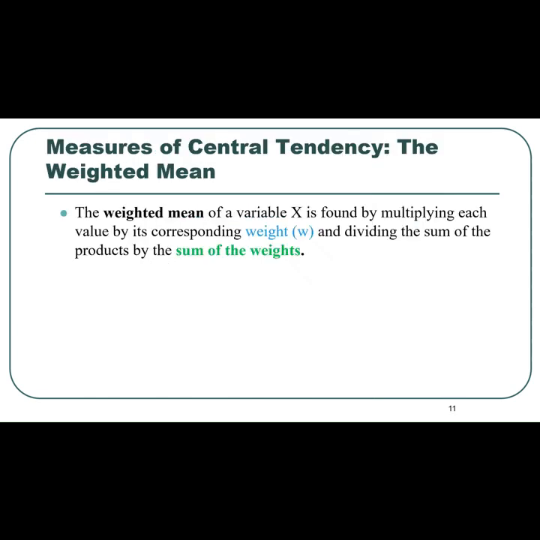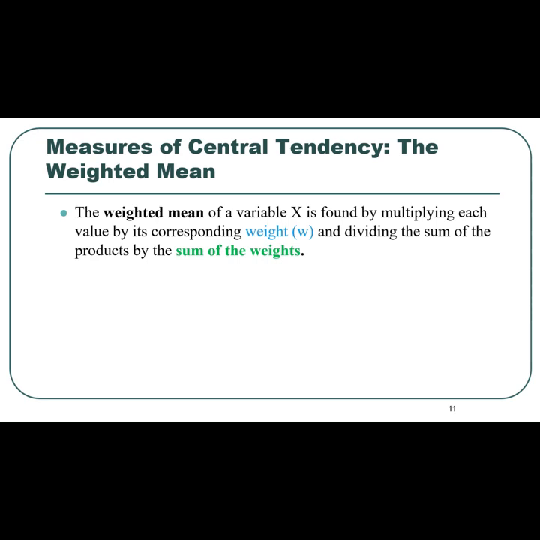The last measure of central tendency that we are going to cover is what is known as the weighted mean. Sometimes the observations in your data set do not have the same weight, so each value is weighed differently. In this case, we are going to say that I do have a weight for each value x of my variable x, and to calculate the mean, I need to take that into consideration.